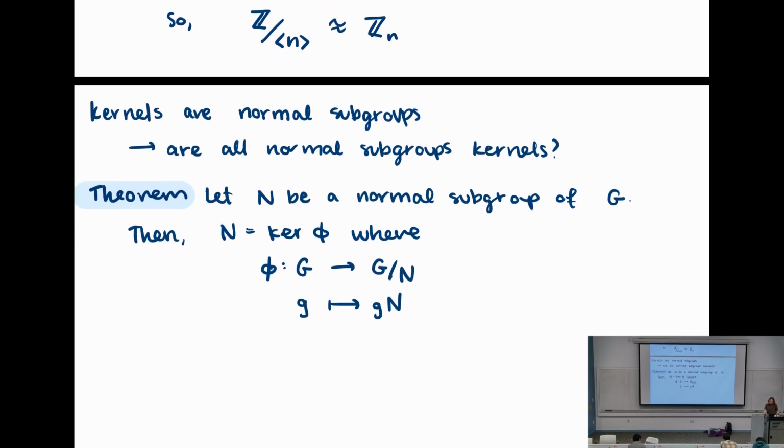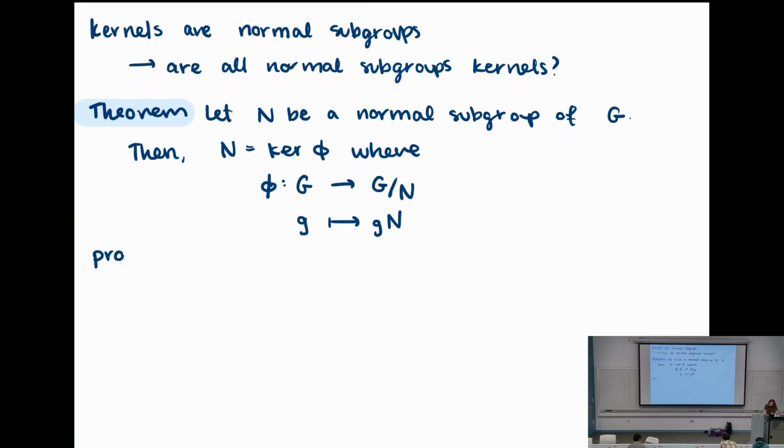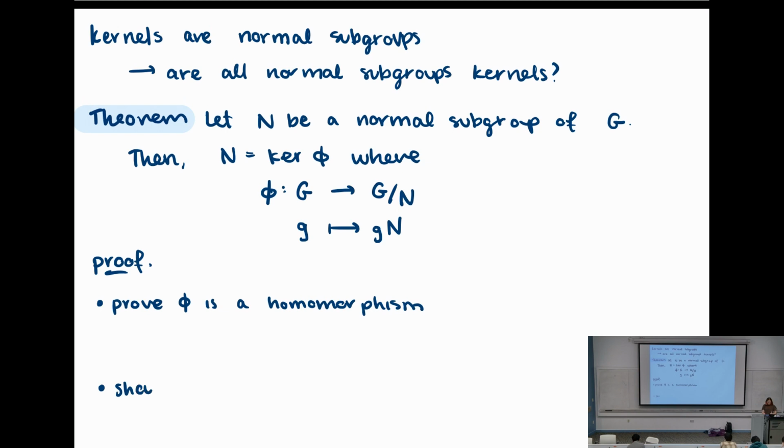Okay, so what do we need to do to prove this theorem? Well, I think possibly it's not clear that this map is a homomorphism, so we'll have to prove that phi is a homomorphism. And then the second thing that this theorem is claiming is that N, our normal subgroup, is the kernel of this. So we need to show also that the kernel of phi is equal to the normal subgroup N.